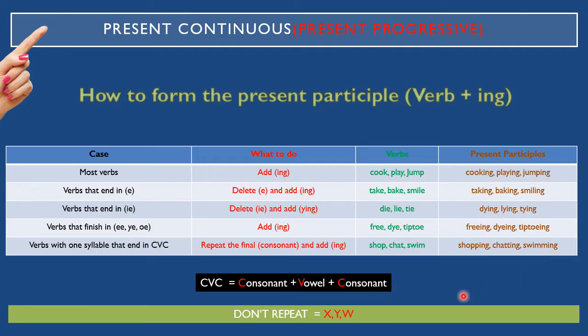Remember that there are some letters that you cannot repeat. You cannot repeat the letter X, the letter Y, and the letter W. So that's basically what we need to take into consideration when we add ing to verbs.